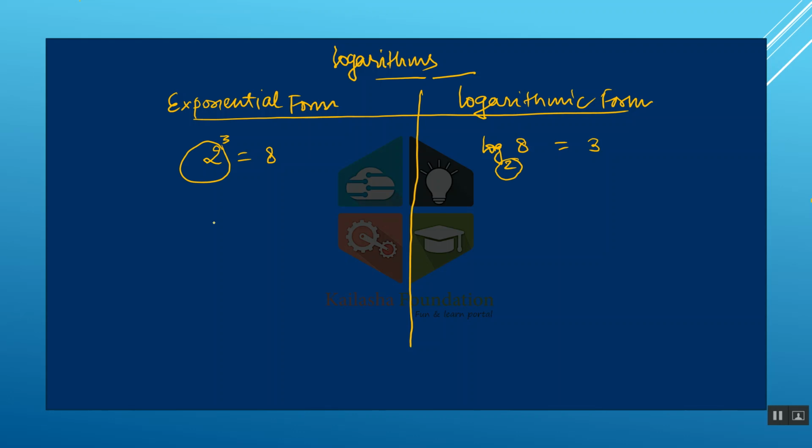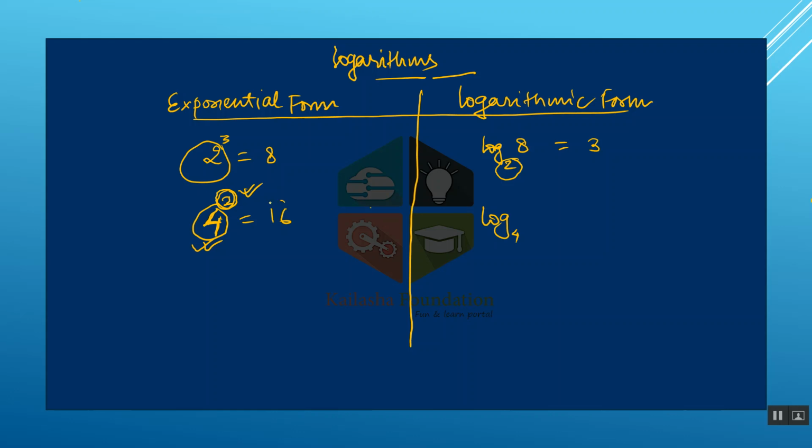For example, 4 square is 16. So 4 is written in this size, and this is the superscript that is written in smaller size. So base is written in larger size, and the power is written in smaller size. In logarithmic form, base is written in smaller size. Base is written in smaller size.